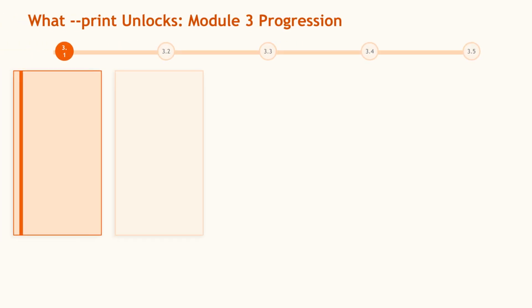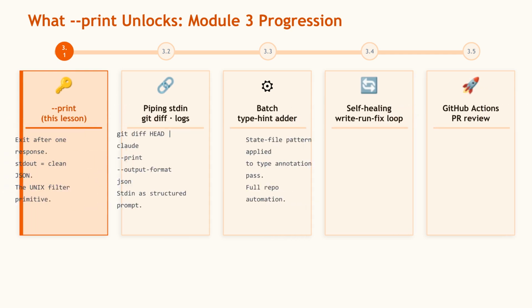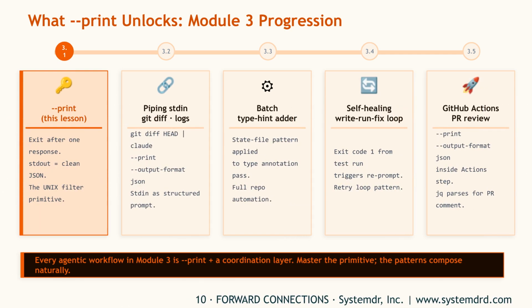Let's zoom out and see where today's primitive leads. The timeline shows 5 lessons. Today is 3.1, highlighted in orange. The remaining 4 are what you can build once you have the --print primitive working correctly. Lesson 3.2, piping stdin. You pipe git diff HEAD directly into claude --print.